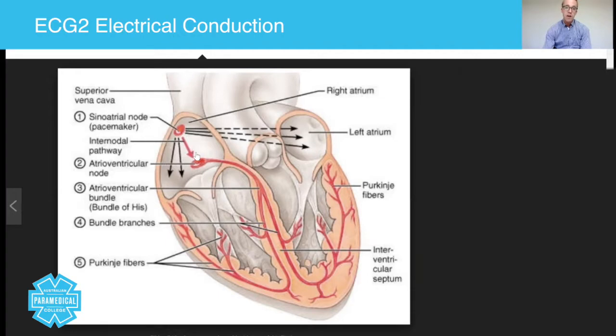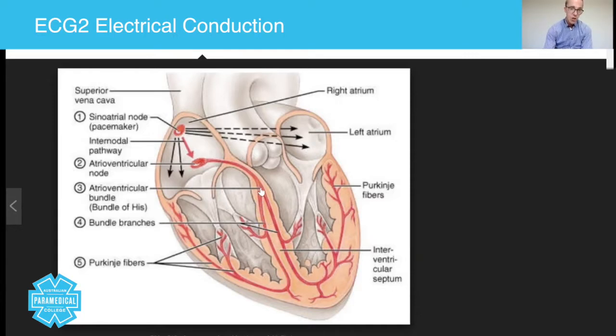Once the sinoatrial node has sent off the signal, it moves down to this atrioventricular node. From here, it moves down the bundle of His, or the atrioventricular bundle, into these larger vessels known as the left bundle branch. This one here is called the left bundle branch, and this one here is called the right bundle branch. Here it's clearly labeled as the bundle branches, but if it's on the left, it's the left bundle branch. If it's on the right, it's the right bundle branch.